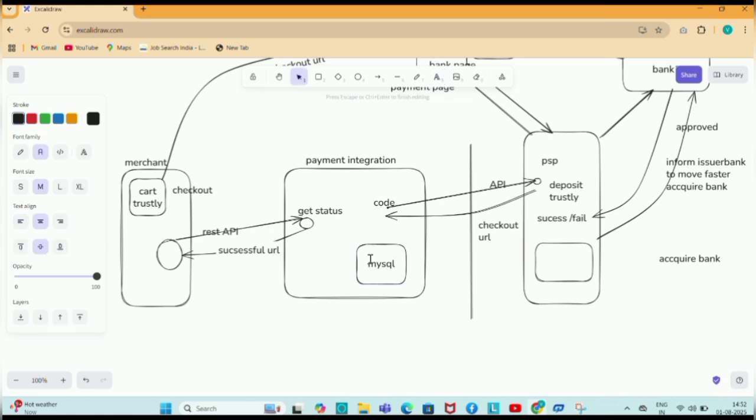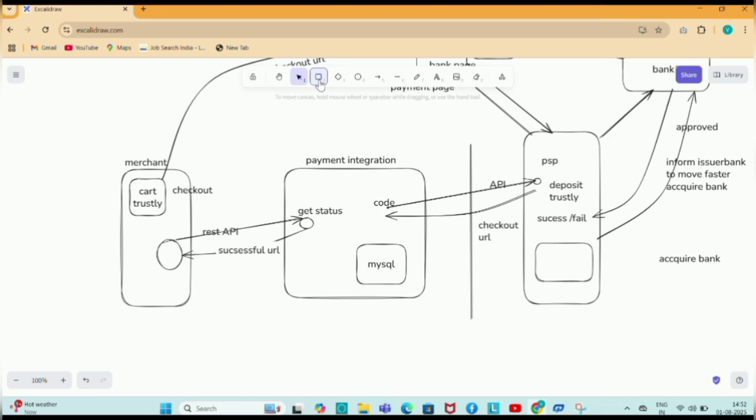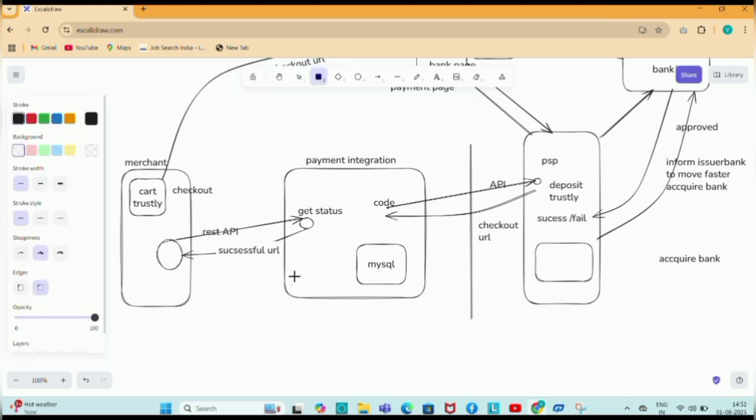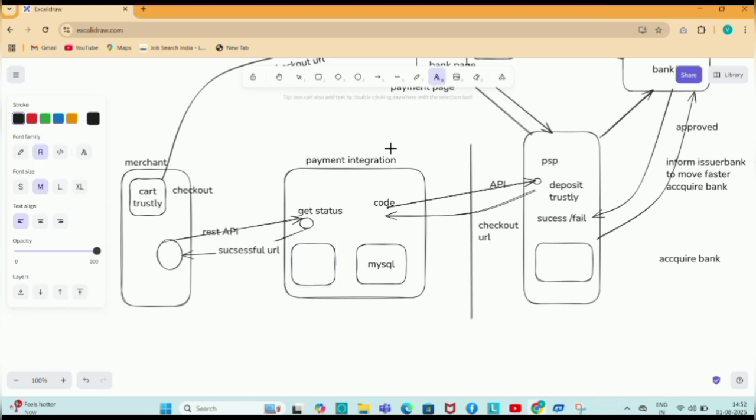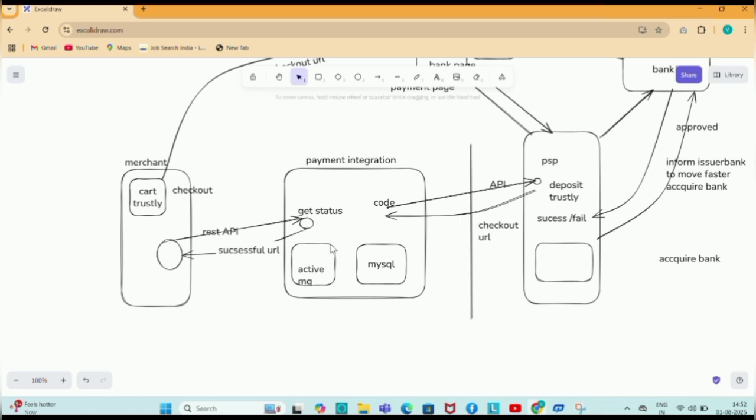So Trustly sends a notification to the payment integration system. So it will update it to MySQL. It will also inform them of the status. So the status, it is an ActiveMQ. So using an asynchronous broker, the ActiveMQ, we will put it in ActiveMQ.